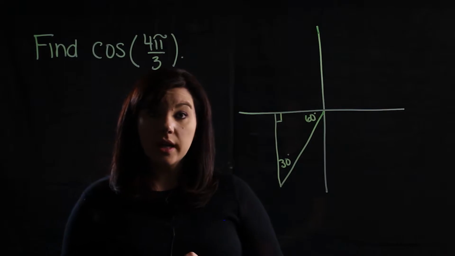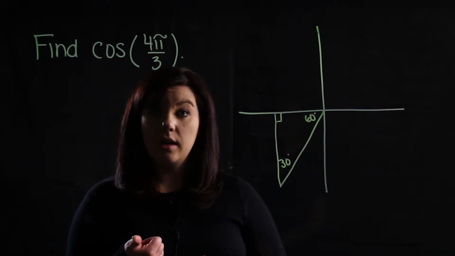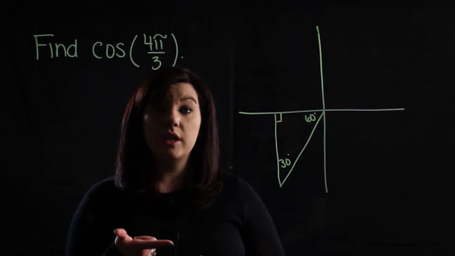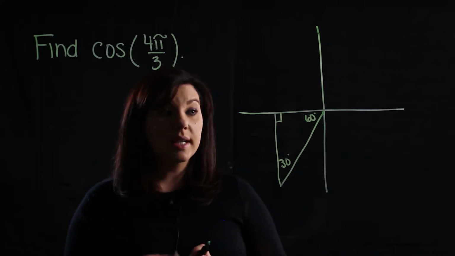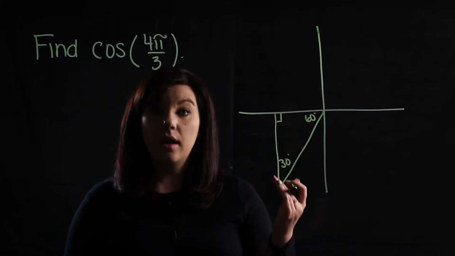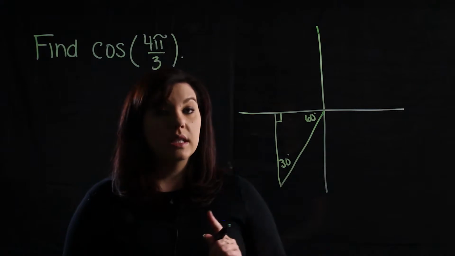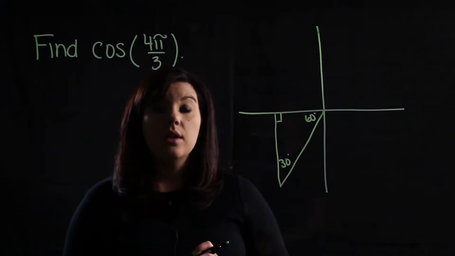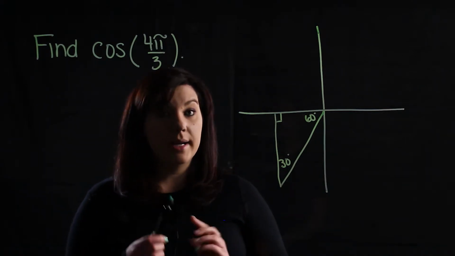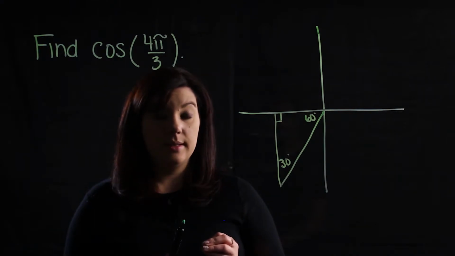So what we've done so far, we found 4 pi over 3 on the unit circle, and we drew our special triangle. Our third step is to put in the side lengths of our special triangle. We need to be really careful in this case, though, when we label them, that we keep our positives and negatives in the right place.